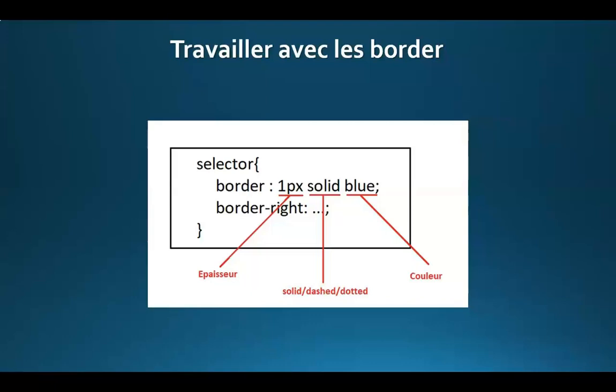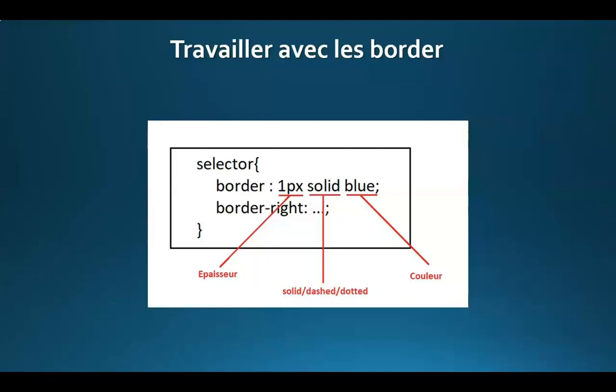You will have to choose a selector, so it could be any tag, class or ID you choose. Let's say that here it is, for example, your H1. You will put your border 1 pixel. So 1 pixel will correspond to your thickness, so it will always be in this direction. We will take 3 values, so 1 pixel is the thickness.